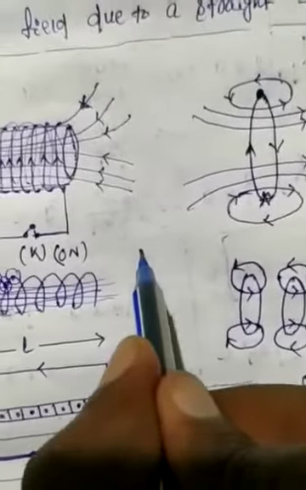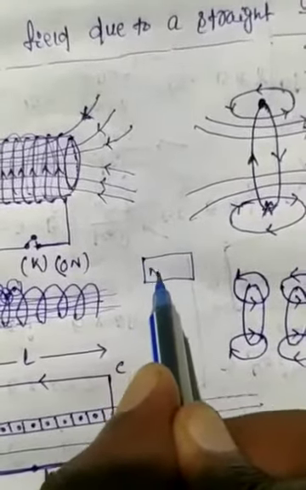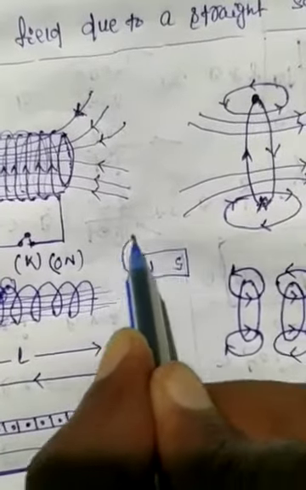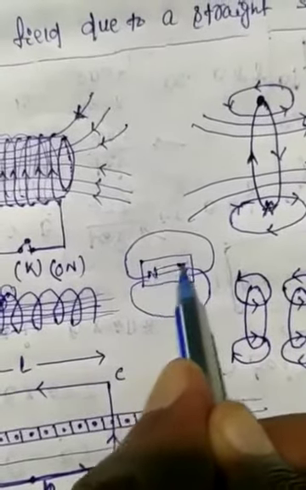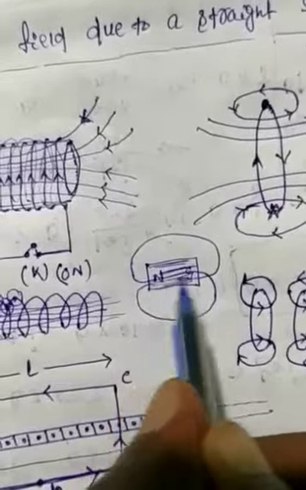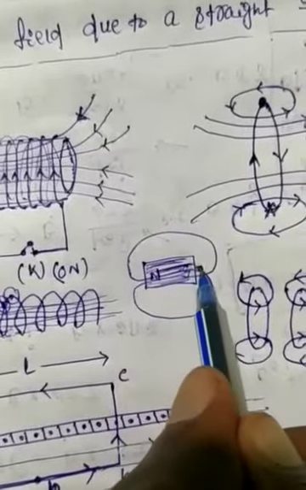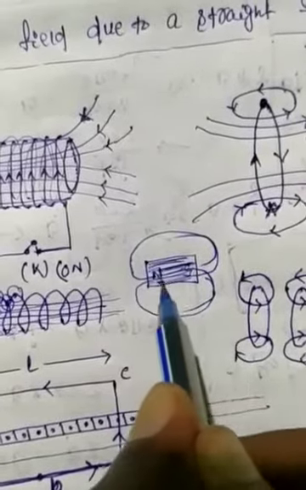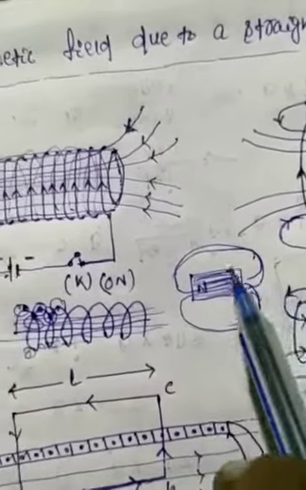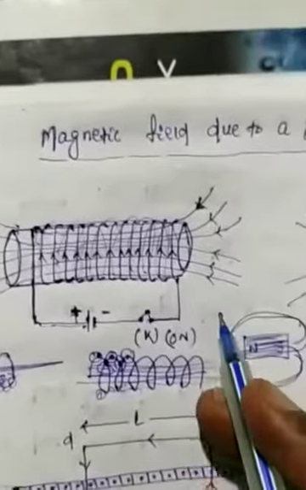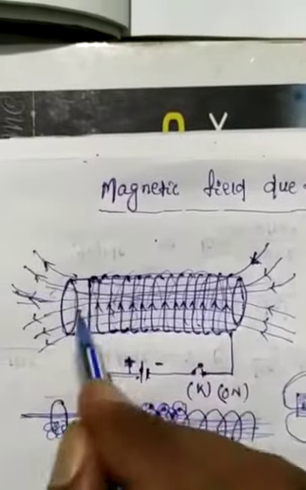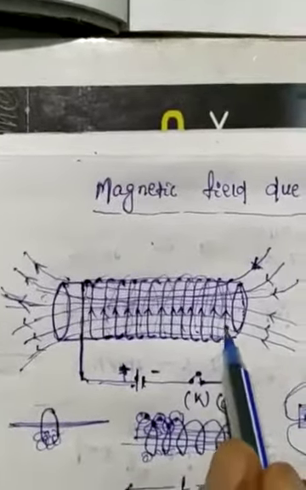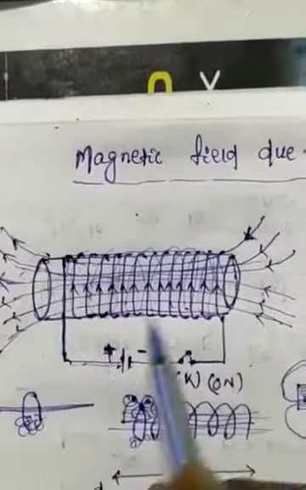Why? If this is a bar magnet, North Pole and South Pole, from North Pole to South Pole a number of lines of force go, but inside the magnet, south to north. So inside the solenoid, all the lines of force are parallel, and outside they are bent or curved. And hence we can say inside the solenoid, all the magnetic lines of force are parallel, and outside it is bent, because a solenoid behaves as a magnetic dipole.